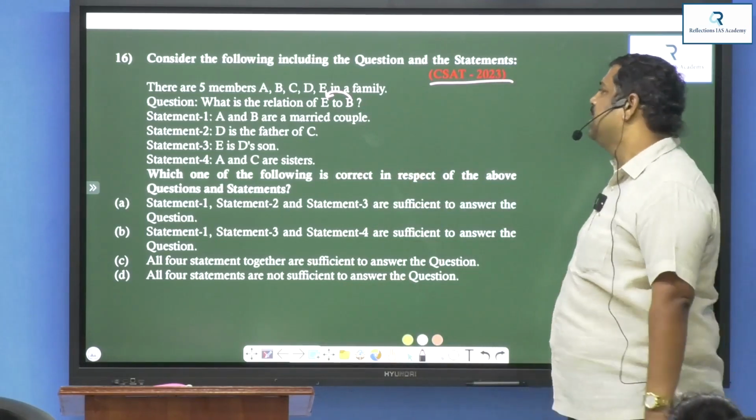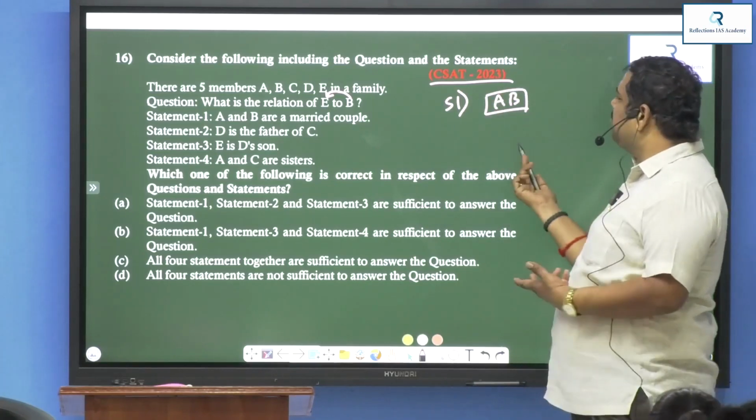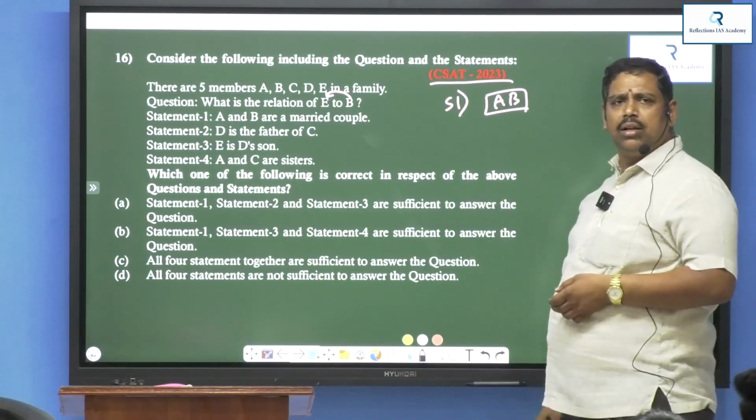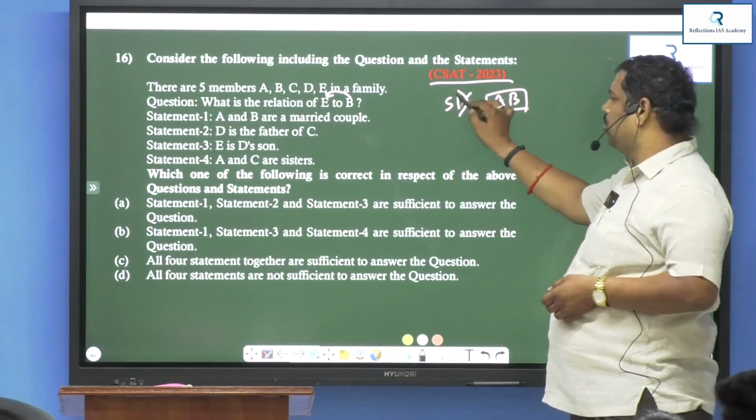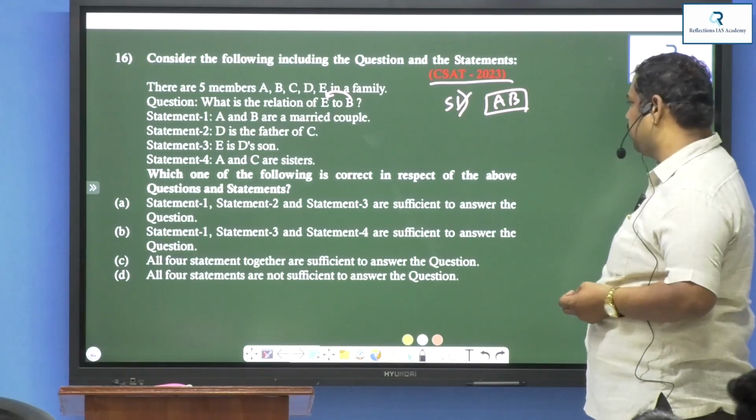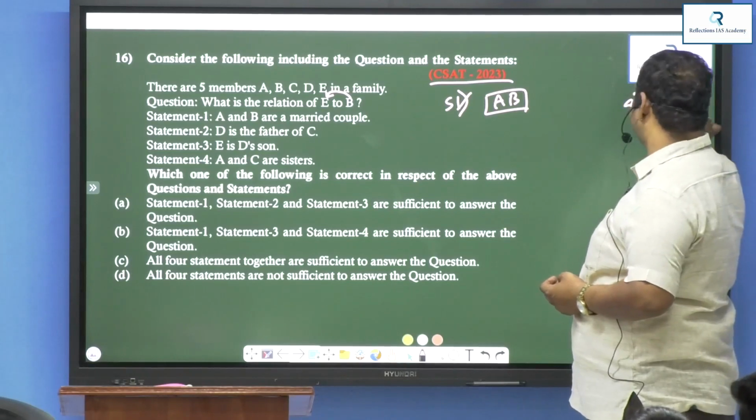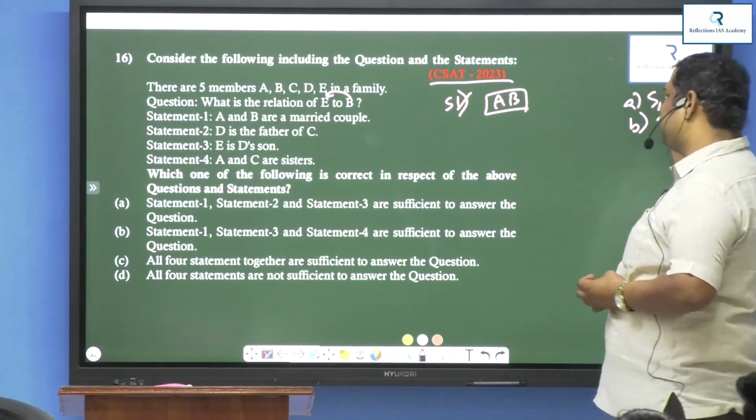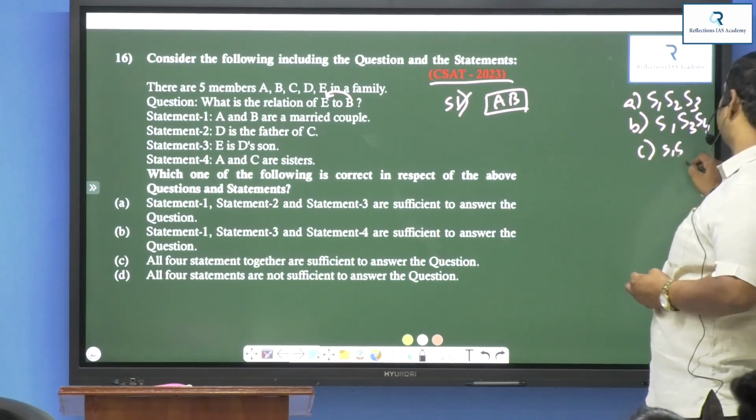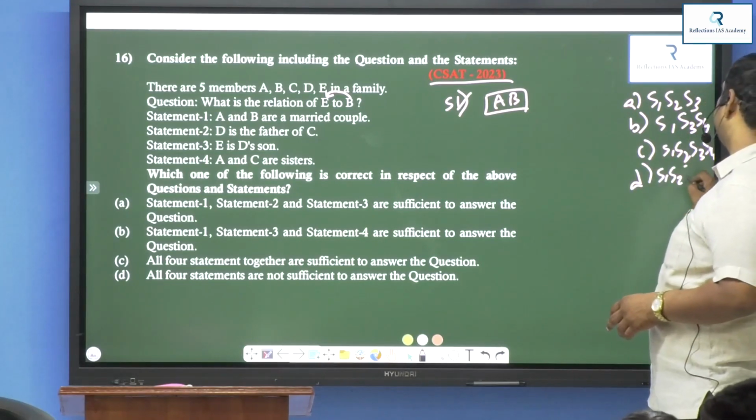Statement 1 says that A and B are married couple. Okay, fine. But who is male, who is female? I don't know. E is not there, so I am unable to call E. S1 is sufficient or not sufficient? Observe the options here. A: S1, S2, S3 are sufficient to answer the question. B: S1, S3, S4 together. C: all the 4 together, S1, S2, S3, S4. D: all 4 statements also not sufficient.